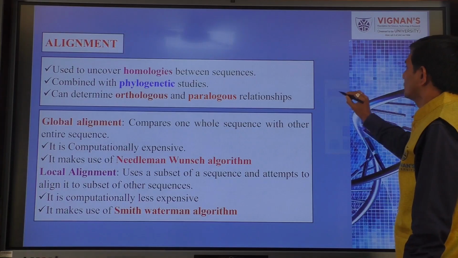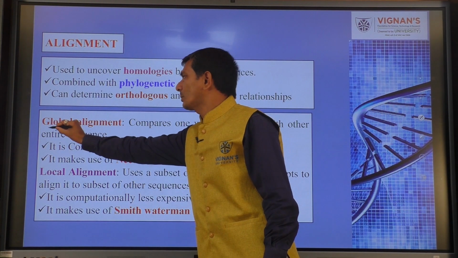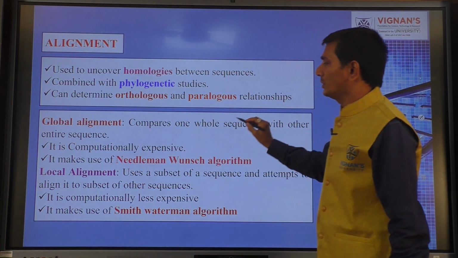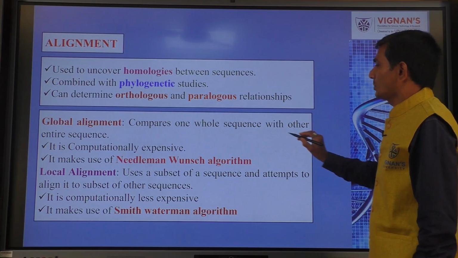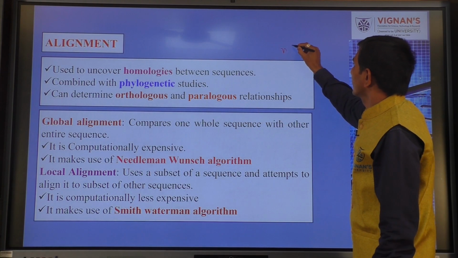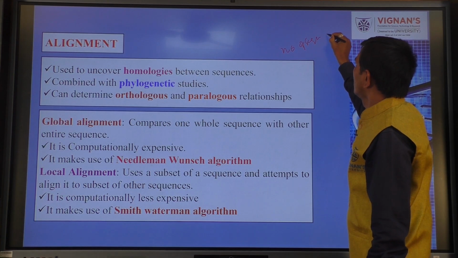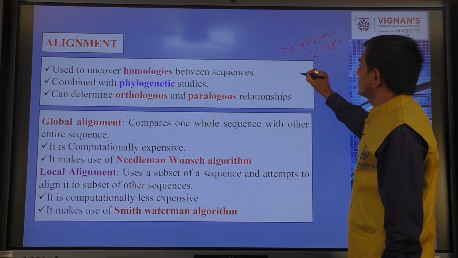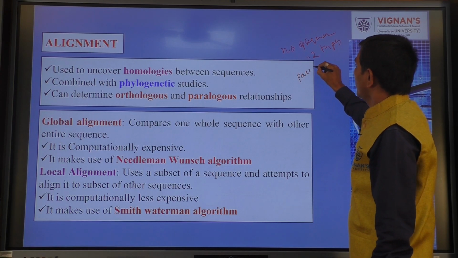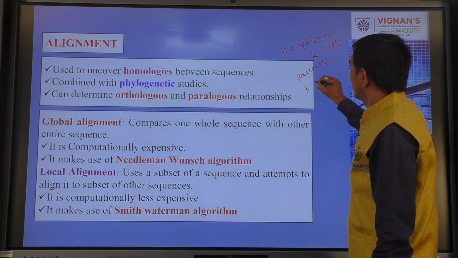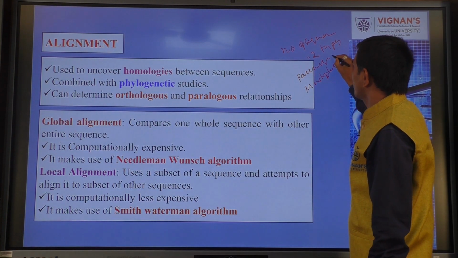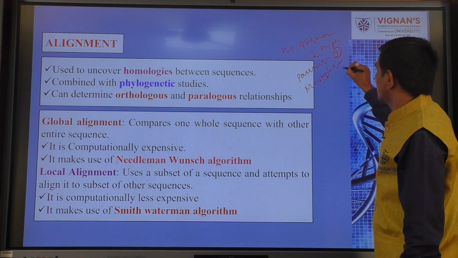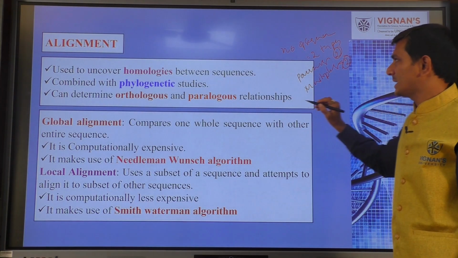Here we have two types of alignments: global alignment and local alignment. Based on the number of sequences we have, there are two types of alignments: pairwise alignment and multiple sequence alignment. When the number of sequences is 2, we call it pairwise alignment. When the number of sequences is greater than 2, we call it multiple sequence alignment.